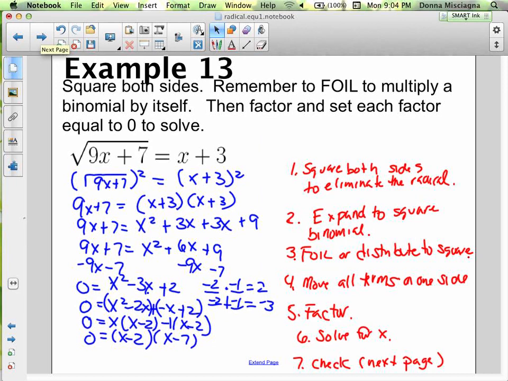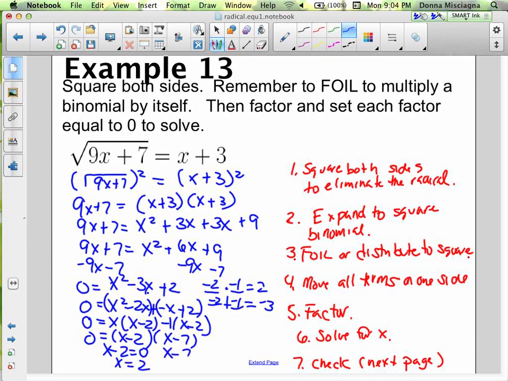All right, so if we set each of our factors equal to 0, x minus 2 equals 0, so x is 2. X minus 7 equals 0, x is 7. So on these ones, you're going to have a quadratic you can factor. And I do mean factor. Don't use completing the square. Don't use quadratic formula. Factor, all right? These are going to be rational solutions, or they're not going to work at all anyway. So all you're going to get are rational solutions here. So factor.